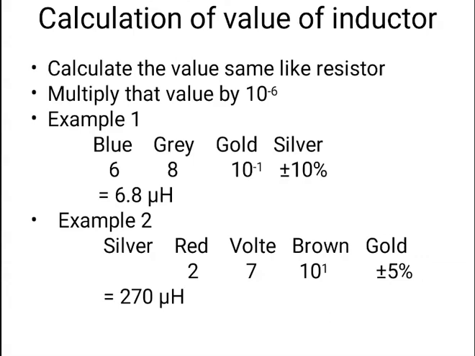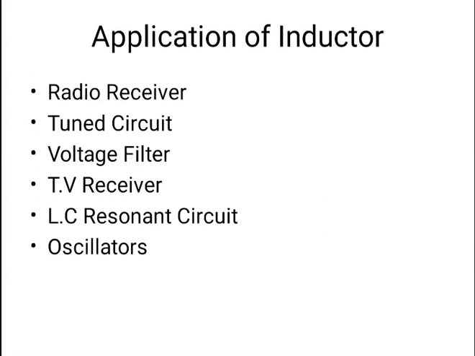Okay, so this is how you calculate the value of the inductor using the color code. All three are the same: resistor, inductor, capacitor. The chart is exactly the same. The only difference is that for the capacitor we multiply by 10 raised to minus 12, and for the inductor we multiply by 10 raised to minus 6. Rest everything is the same. Okay, so let us see next the applications of the inductor.